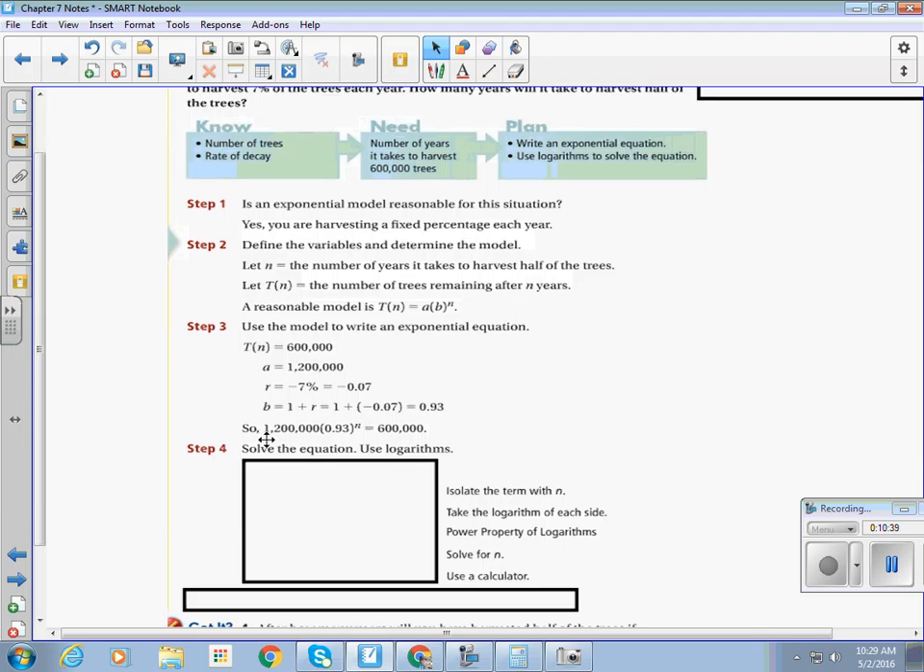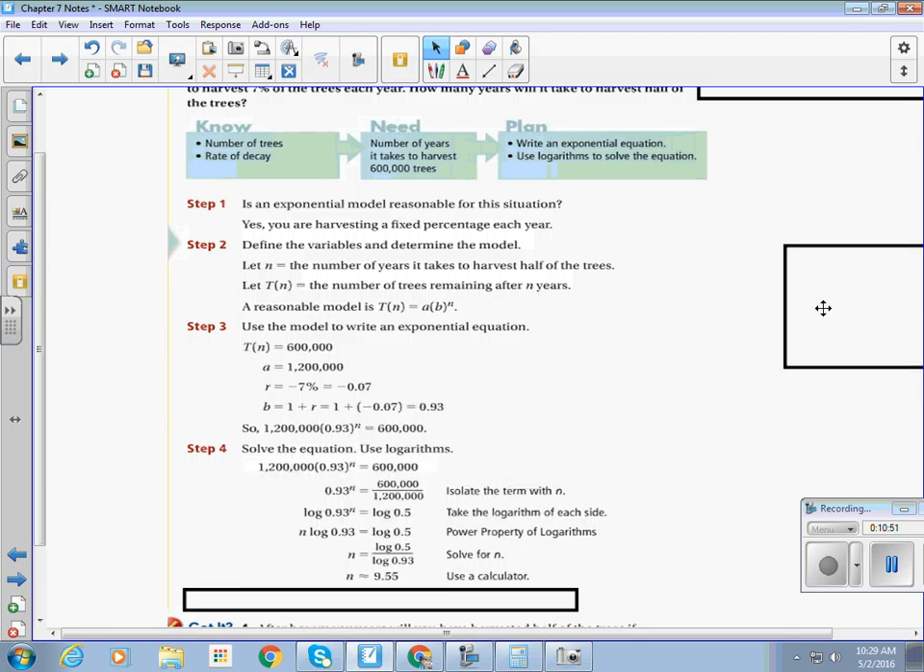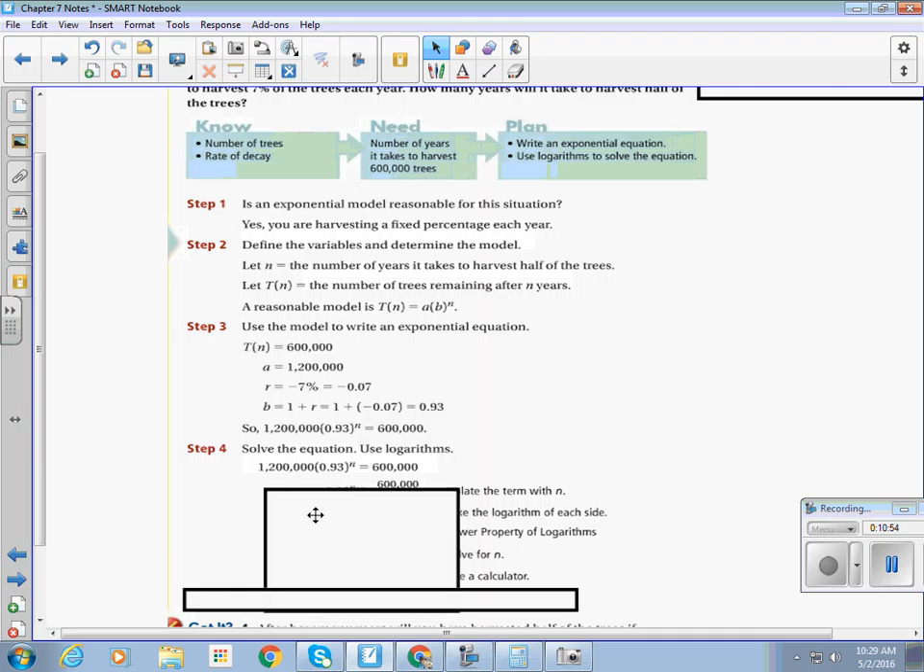So we get 1,200,000 times 0.93 to the n power equals 600,000. Solve the equation and use logarithms. I'll do it one by one so you can see. Okay, so we are going to divide both sides by 1,200,000 because we're trying to get the n stripped down by itself as possible. 600,000 divided by 1,200,000 reduces to 1/2.